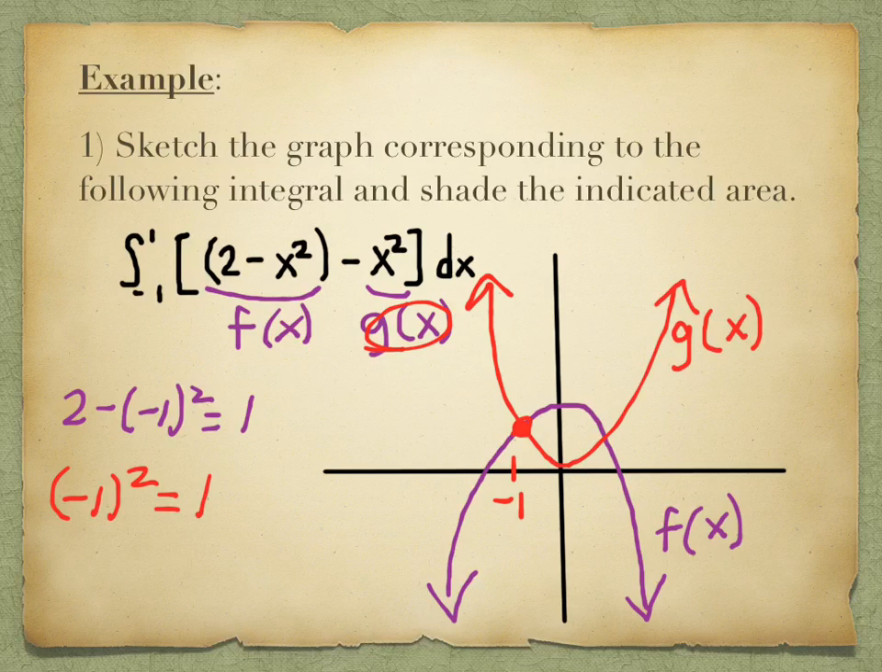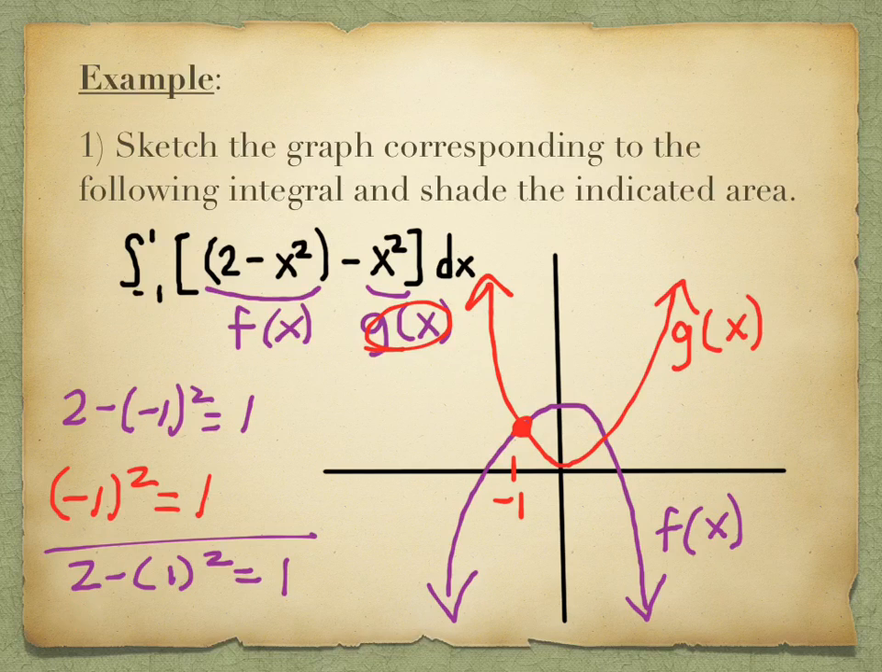Okay, so that's part of the directions. You have to decide where that -1 is occurring. Maybe it occurs where they cross and maybe it didn't. So you want to double check to make sure. Let's double check the x equals +1, okay? So if I take 2 minus +1 squared, what do I get? That's also 1.